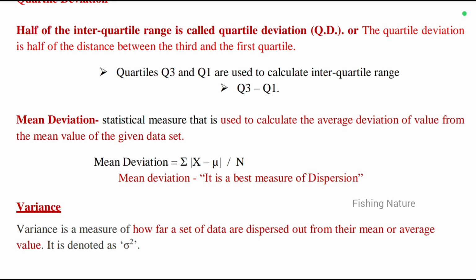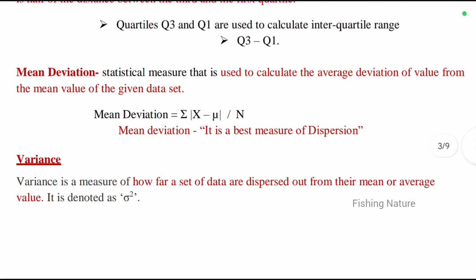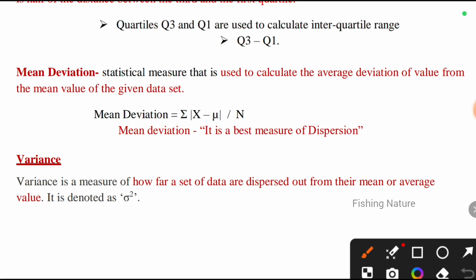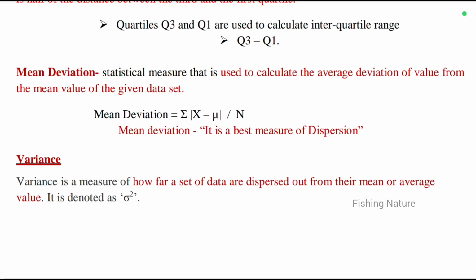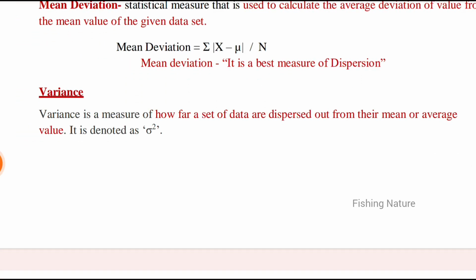Next, mean deviation. It is the statistical measure that is used to calculate the average deviation of values from the mean value of the given data set. You have to take the mean value, use this formula, and calculate the mean deviation. It is the best measure of dispersion.